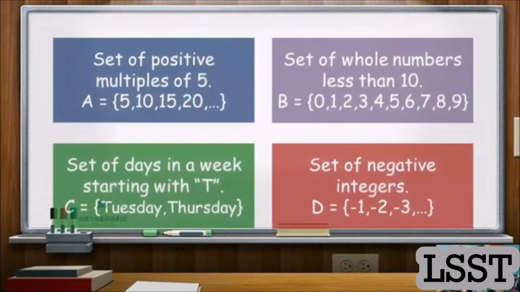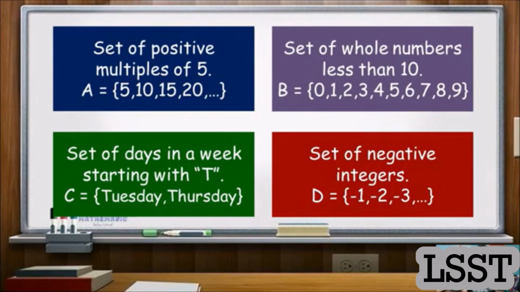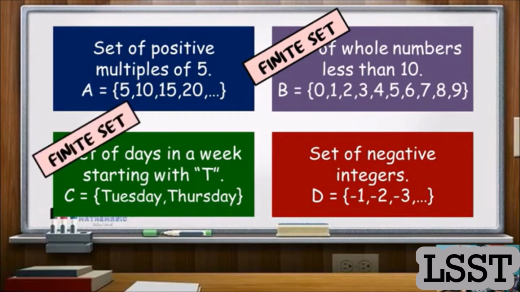Now, can you identify which of these are finite and infinite sets? Okay, very good. Set B, set of whole numbers less than 10, is a finite set, as well as set C. However, sets A and D are infinite sets. Very good.